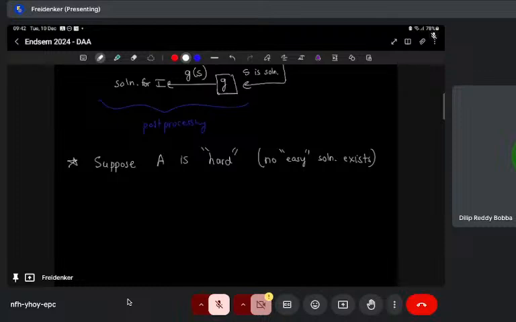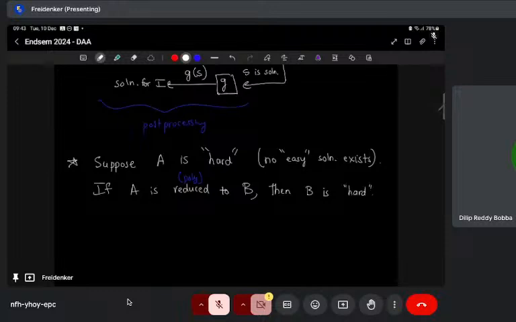So this is our supposition. If A is reduced to B, and mind you, when I say reduction, we are doing the reduction in polynomial time. If A is reduced to B, I told you A is a hard problem, right? We know A is a hard problem. If A is reduced to B, then B is also hard. So B is hard.